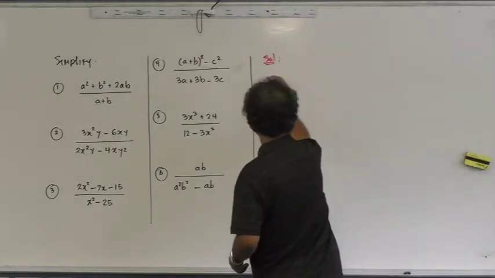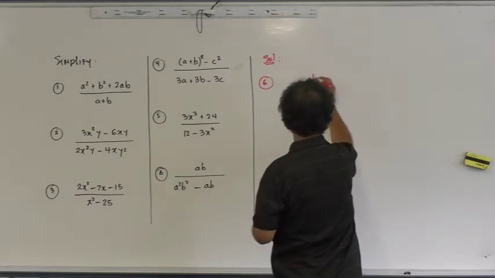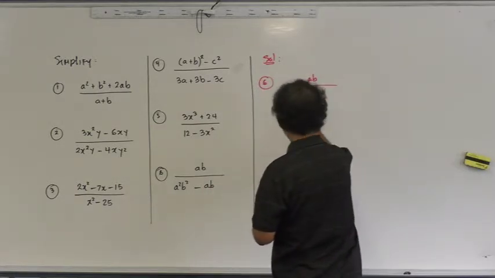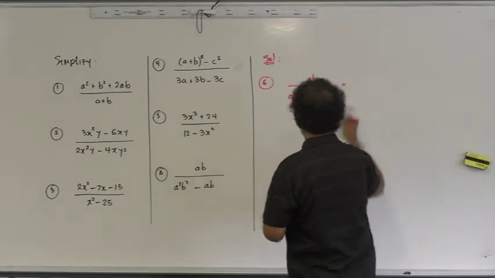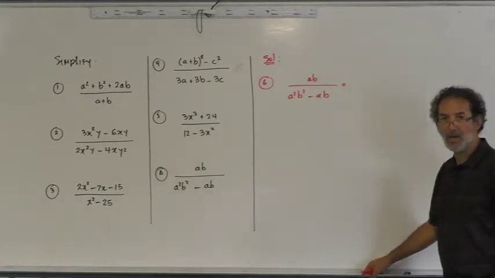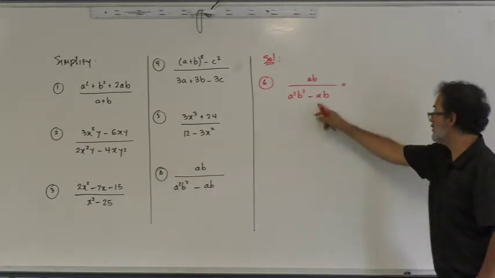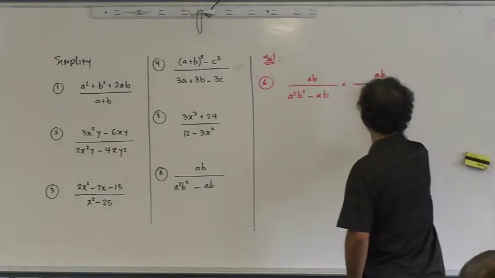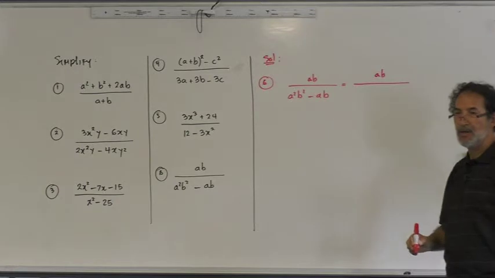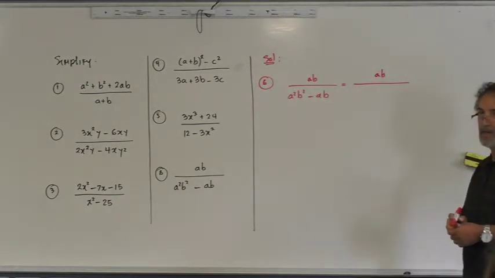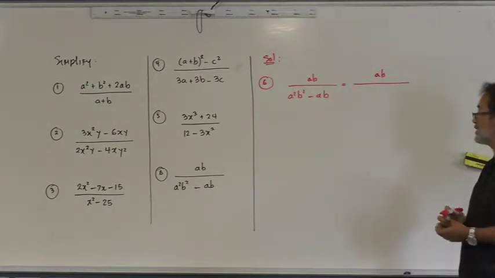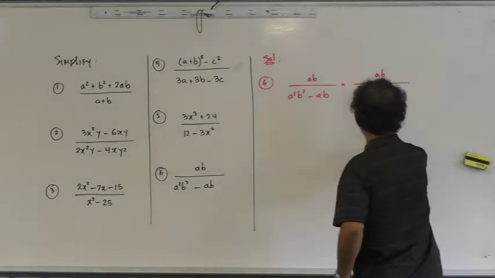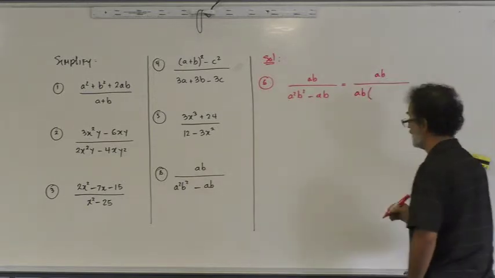Okay, question 6. So we cannot simplify the numerator anymore, but we can simplify the denominator. So we're going to say AB, AK, Sarah. What is the common factor from the bottom line? AB. AB. And then what is left?